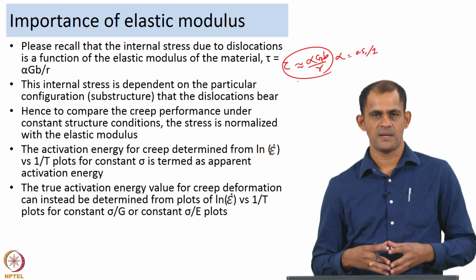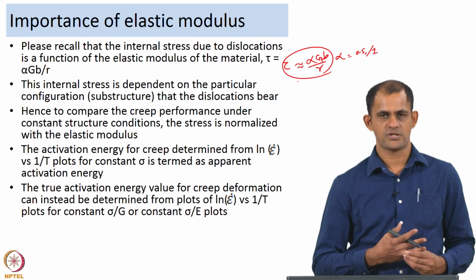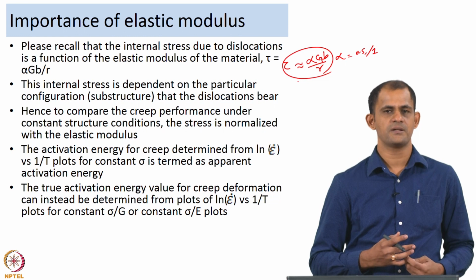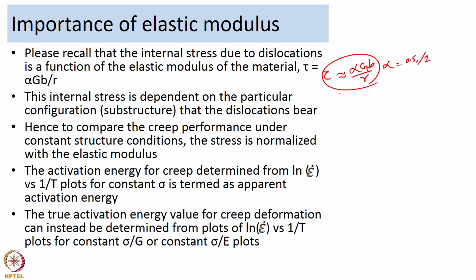If you now want to compare the behavior of the material at different stress and temperature values, then you have to account for the change in elastic modulus with temperature. The elastic modulus is going to change with temperature, and in order to account for that under constant structure conditions, it is necessary to normalize the stress with the elastic modulus. If you normalize the stress with the elastic modulus and then determine the different parameters, people have noticed that the activation energy Q determined after normalization is known as the true activation energy.